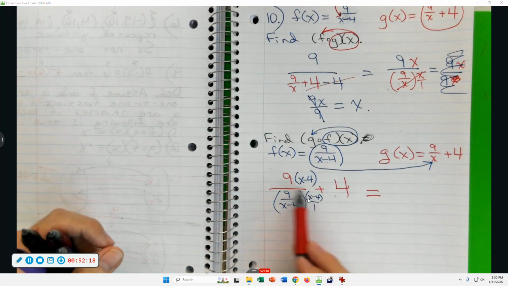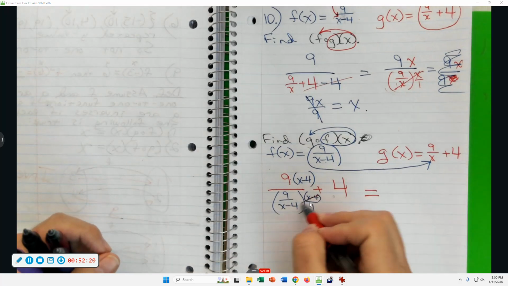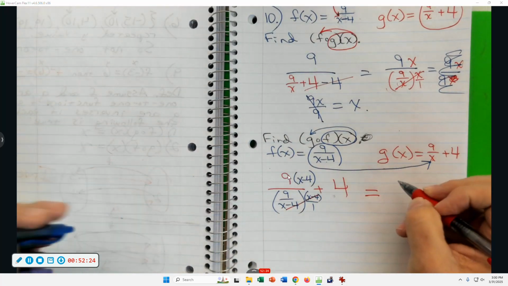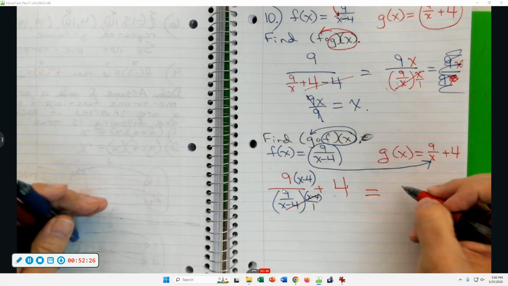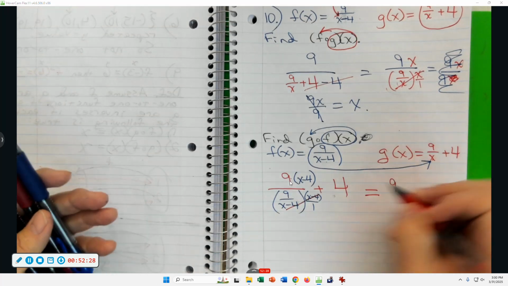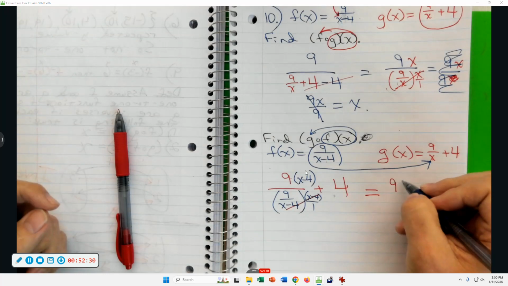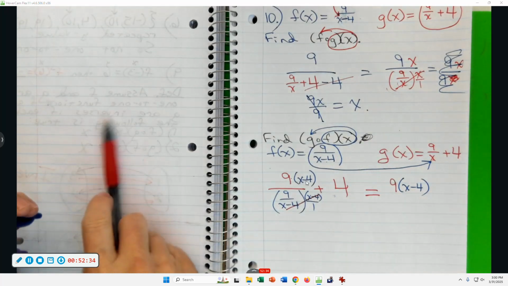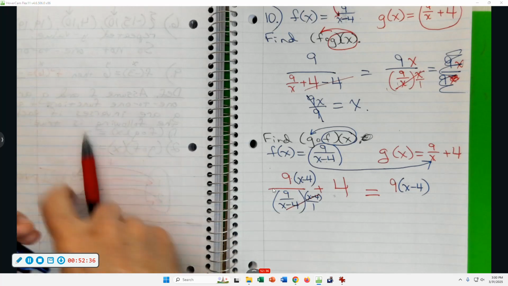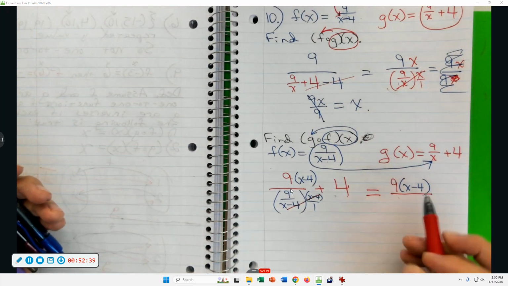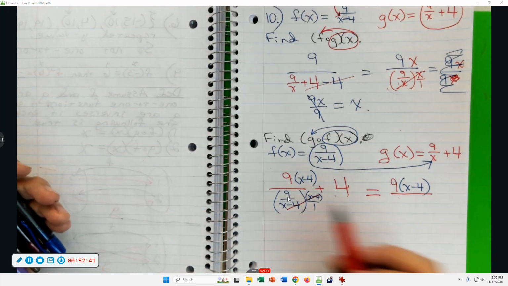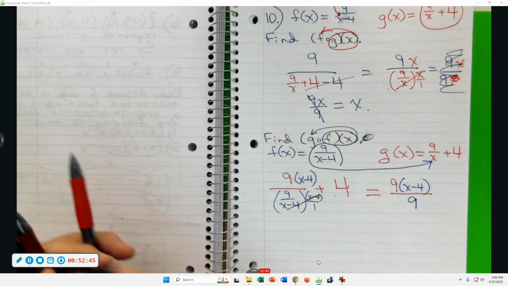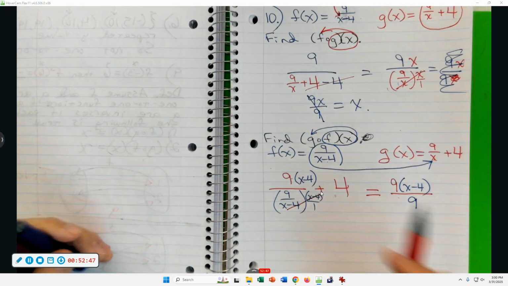Looking at this denominator, the x minus 4s cancel. Now we have, it's messy, so I'm going to write what we have. We have a 9, we have an x minus 4, red 9 times blue x minus 4, all over, what have we got down here? Blue 9. We have that blue 9, and we still have that plus 4.